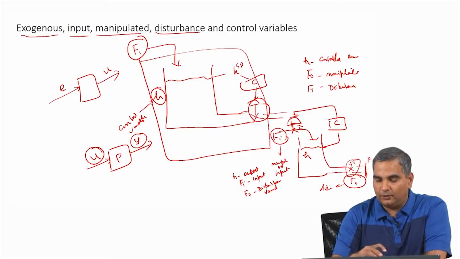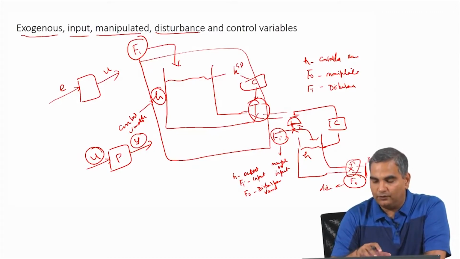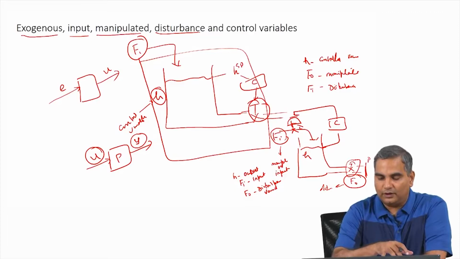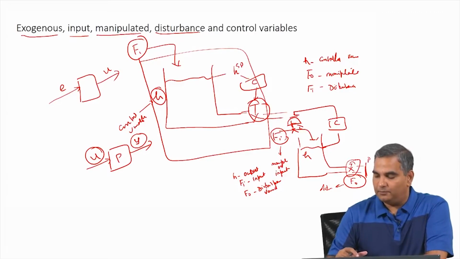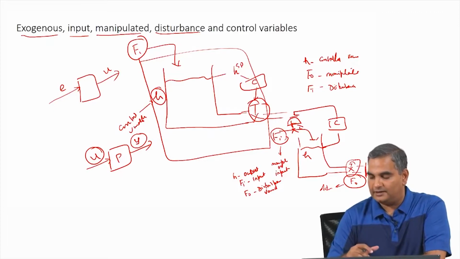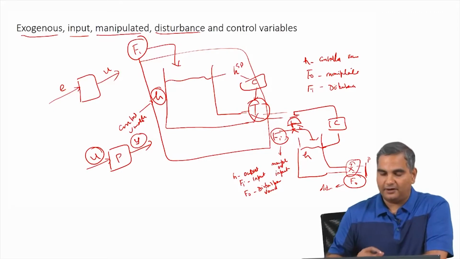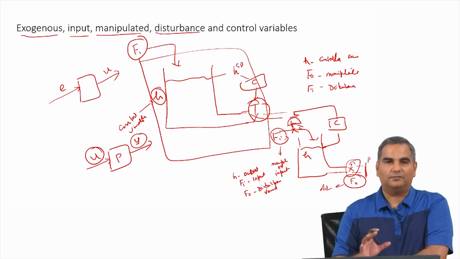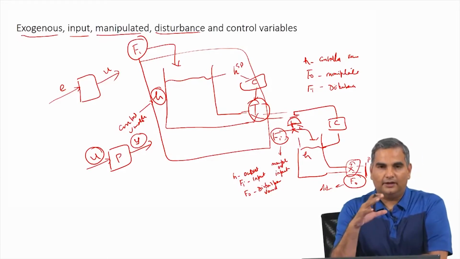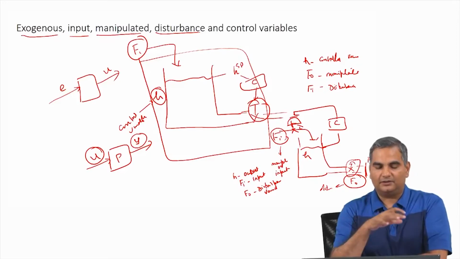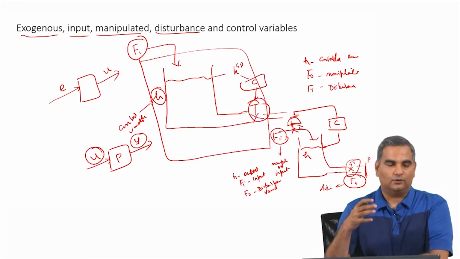So, in this case, if I am going to manipulate the outlet flow rate with this control valve to control the height, then Fi becomes a disturbance. In this case, if I manipulate the inlet flow rate with height, then this becomes a manipulated variable and F naught becomes a disturbance variable. So, this is something that I thought I should introduce at this point, so that there is some clarity in terms of this definition of variables in control.